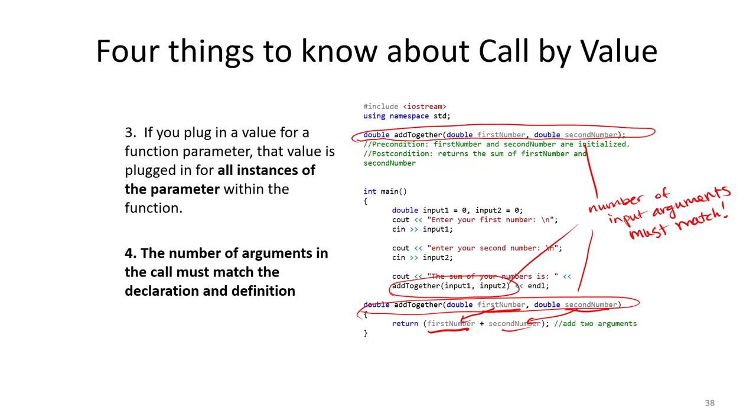So in this case, if I want to use my add together function, I must give it 2 arguments when I'm calling it. If I really wanted, if I only had one thing, I could put input 1 twice, but in order for this function to call properly, and in order for the program to compile and run, we need to make sure we give our function call the expected number of arguments. So the number of arguments must match. We must give all those arguments when we call our function.